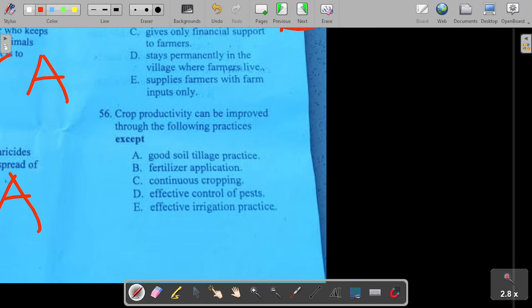56. Crop productivity can improve through the following practices. We have good soil tillage practice, fertilizer application, continuous cropping, improve, except continuous cropping might kill the nutrient of the soil.